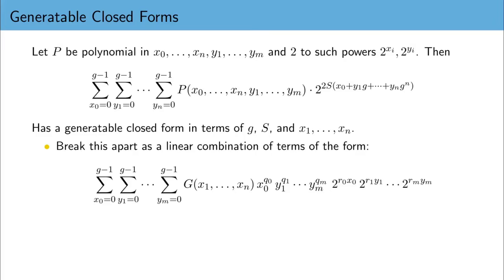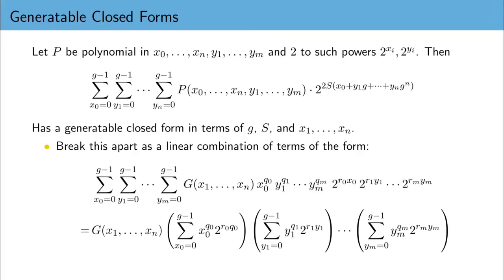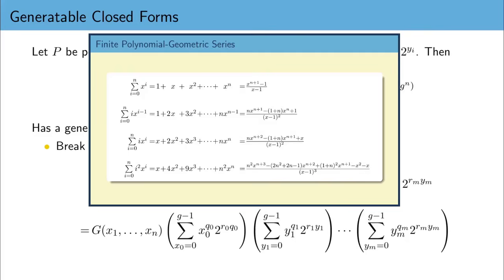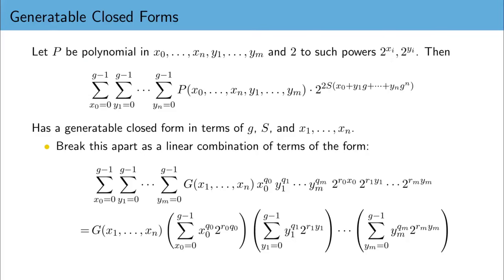It doesn't really matter what's going on with the x1 through xn since we're not summing over them. There will be s's in the r's, but otherwise the q's and r's are constants. By reverse distributing, we break this sum into a product of finite monomial geometric series, which we saw have a generatable closed form in the previous video. The product of generatable expressions is generatable, so this whole thing is generatable. And then we're taking linear combinations of these, and linear combinations of generatable expressions are generatable, so our original sum is generatable. And that completes the proof.